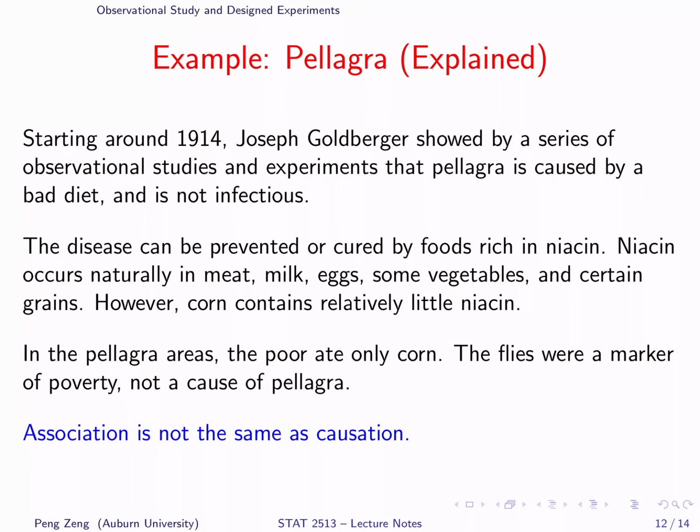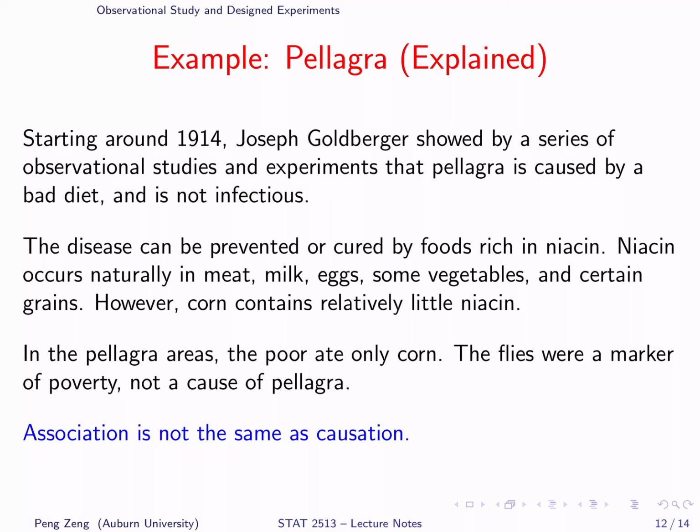The truth is that we cannot. Starting around 1914, Joseph Goldberger showed by a series of studies that pellagra is caused by a bad diet and is not infectious. The disease can be prevented or cured by food rich in niacin. Niacin occurs naturally in meat, milk, eggs, and some vegetables and certain grains.